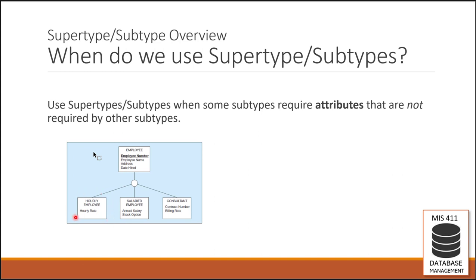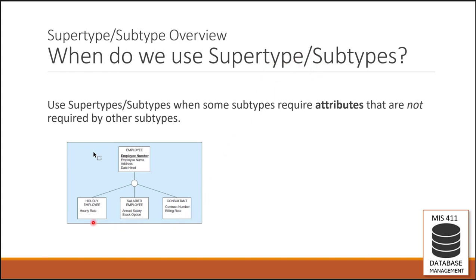However, there are some attributes that are very specific to the subtype. Only hourly employees need an hourly rate. Salaried employees don't need an hourly rate. So that's what we mean when we say that some subtypes require attributes, but not universally. Not all of them require those same attributes. And something to keep in mind too, and we'll see this again later, is if two of the subtypes needed hourly rate, but not the third, that would still work for us to use a supertype and subtype.